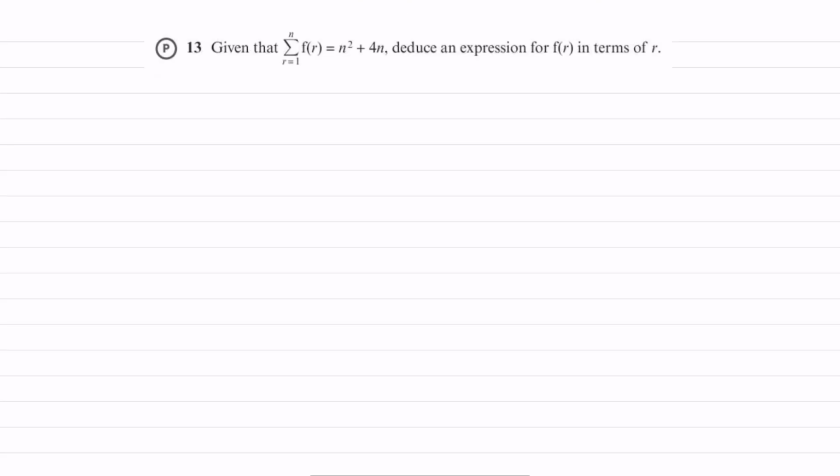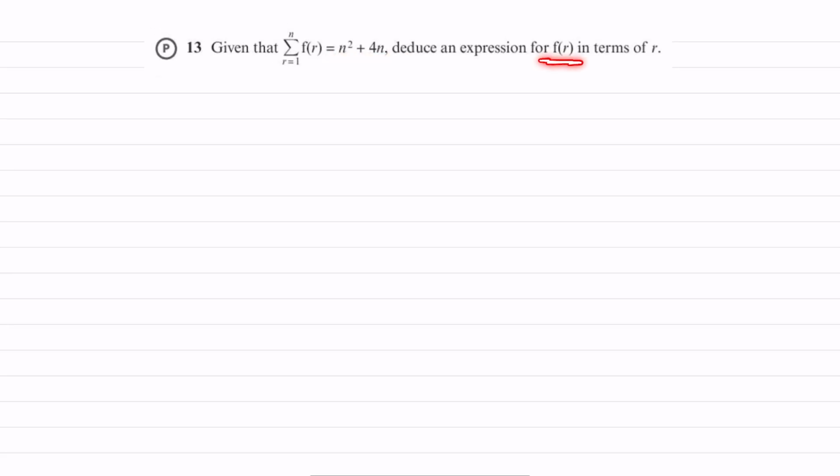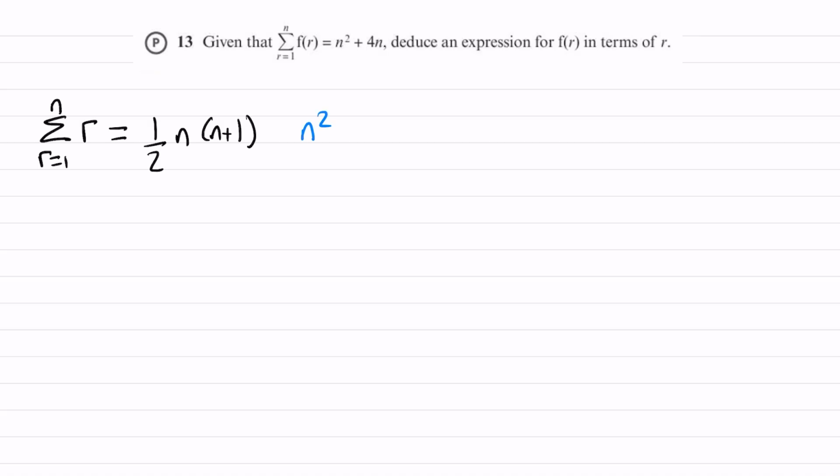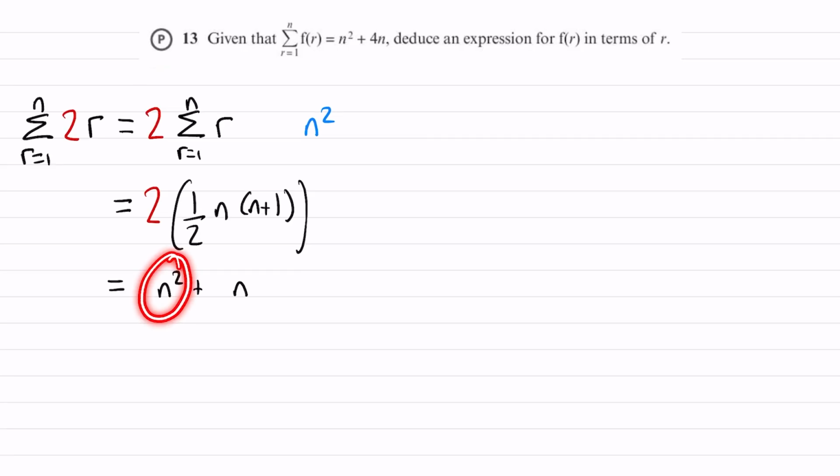Alright, this last one's from 3a because it's a bit different to the other ones. Okay, so we have an n squared and a 4n, and we're trying to get that function of r. Well, we know that this formula has an n squared, and if we expand it we get this, but this is half n squared, so if we make it 2r, then we'll get a 1n squared, which is what we want. But now we're still missing a 3n, right? We want a 4n, and we only have 1.